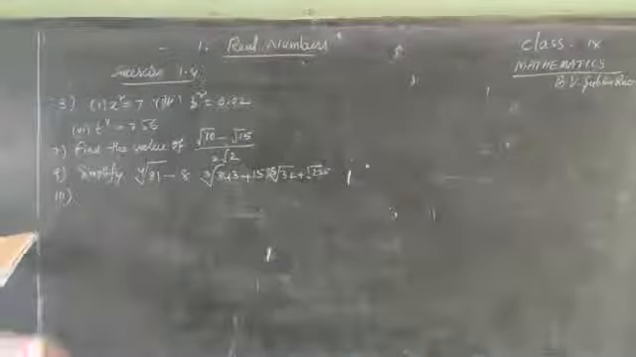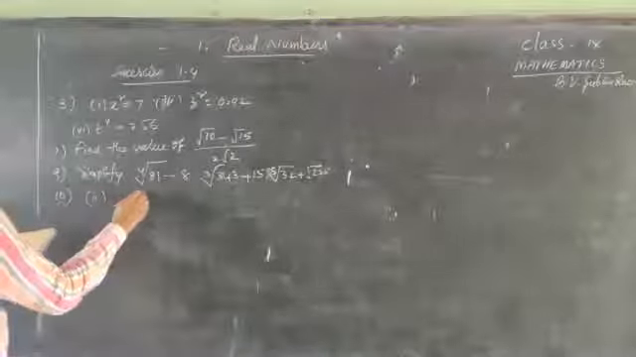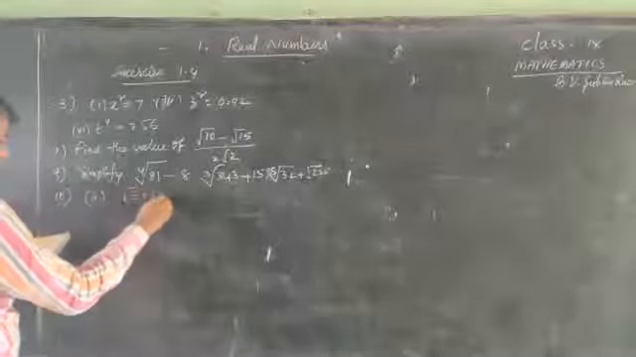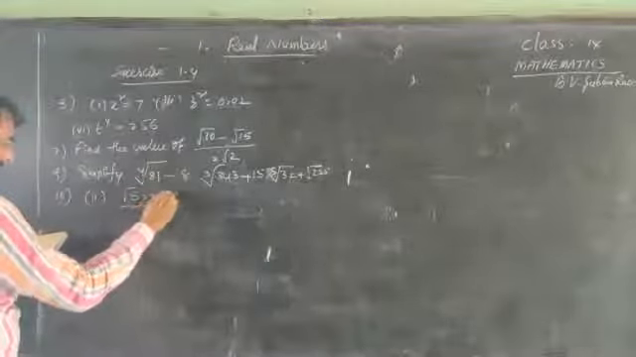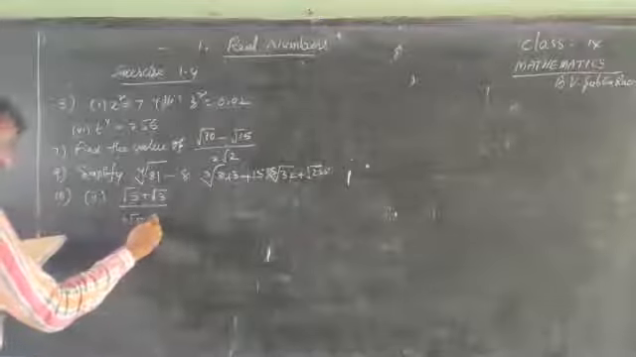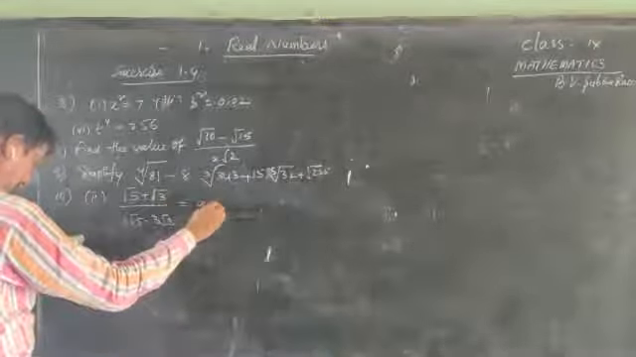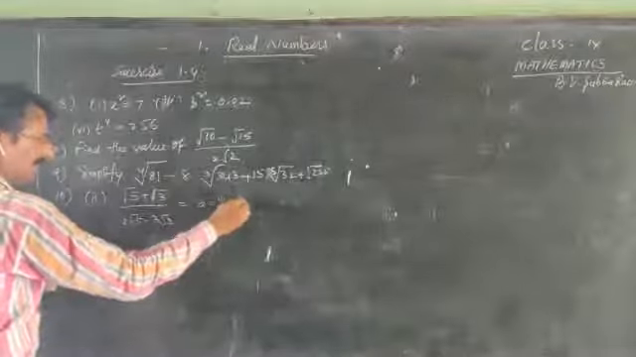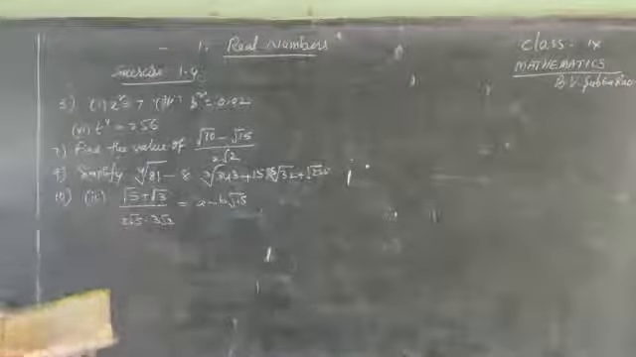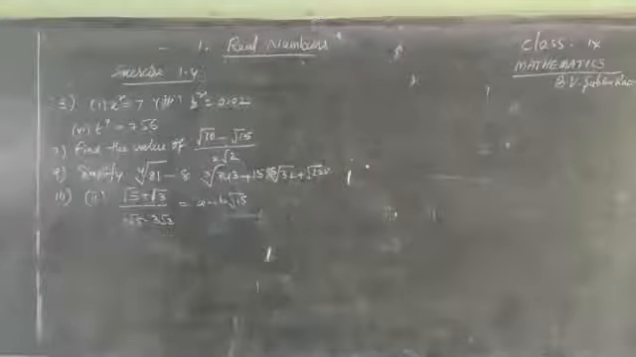Find the A, B values. In the second sum in 10th Roman, root 5 plus root 3 by minus 3 root 3 equal to A minus B into root 15. Find the A, B value. Okay? We are going to observe these sums one by one. See them.